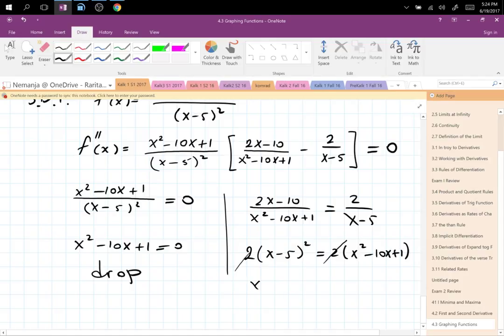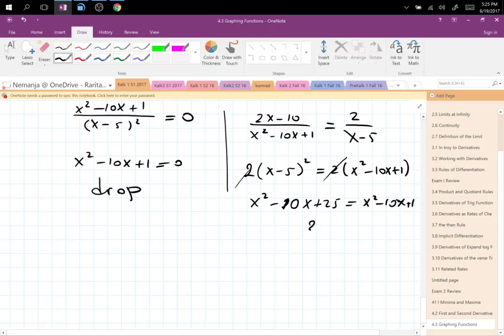Twos drop. We FOIL. Wait, something is wrong here because I'm getting the same thing. Oh, no solution here either. Okay. So 10x minus 50x plus 25 is equal to x squared minus 10x plus 1. And you get 25 equals 1, so no solution here. Perfect. So no inflection points.